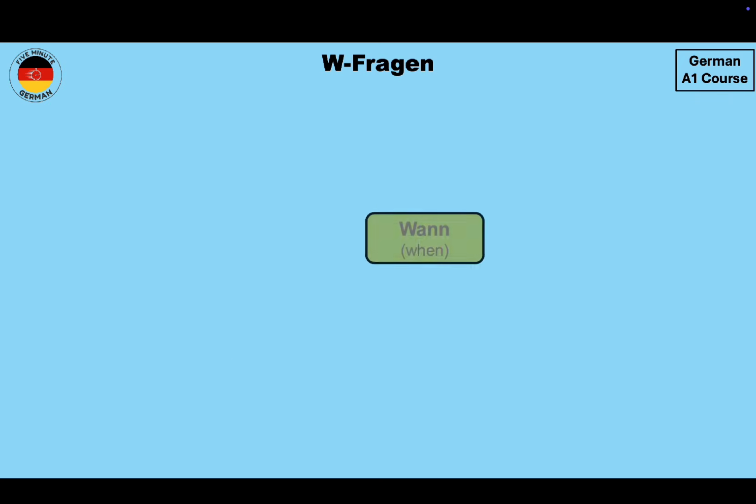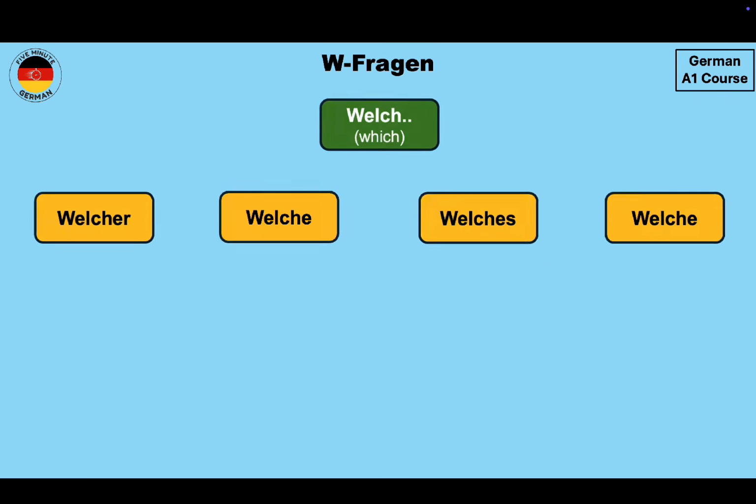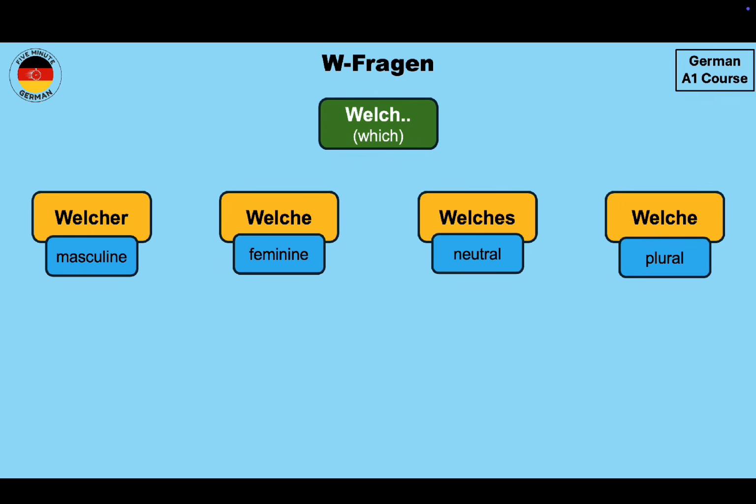Now let's go to the last W-Frage, which is welch, which means which, and it is used in different variations, where welcher is used with masculine nouns, welche is used with feminine nouns, welches with neutral nouns, and welche with plural nouns. So these are the same endings as der, die, das.